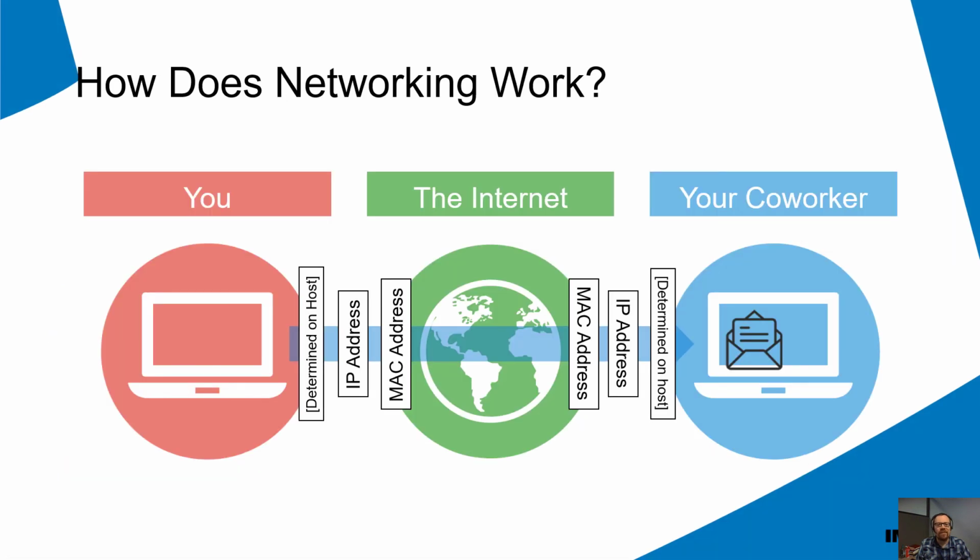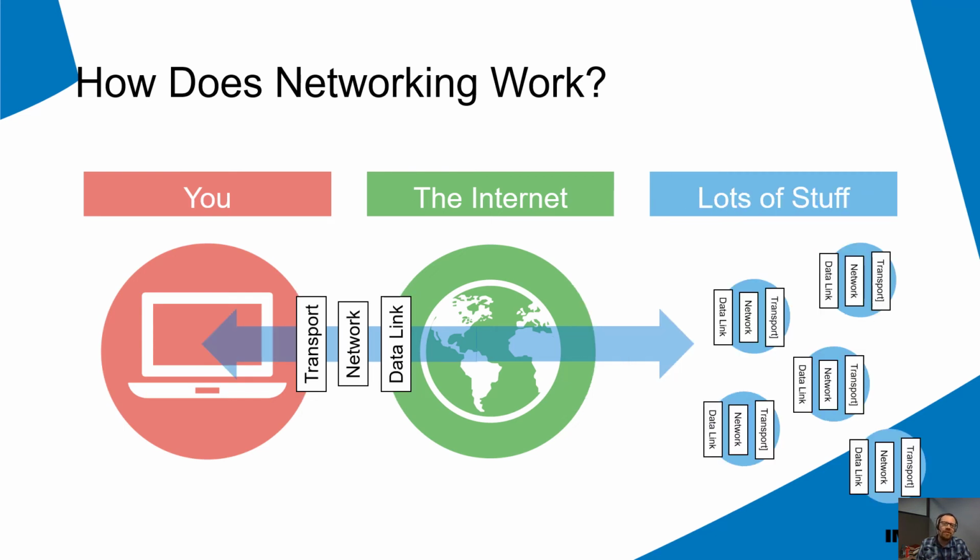And from there, we get sent out over the internet to this process right here, where you've gone from host, IP address, MAC address, IP address determined on host. Now you might say, well, that still looks like the point-to-point network you're talking about in the second bullet in your history up there. Really, it looks like this. You're sending out transport, network, data link, you're sending out to a whole bunch of stuff, and all that stuff is doing the reverse, just like we had your coworker doing there.